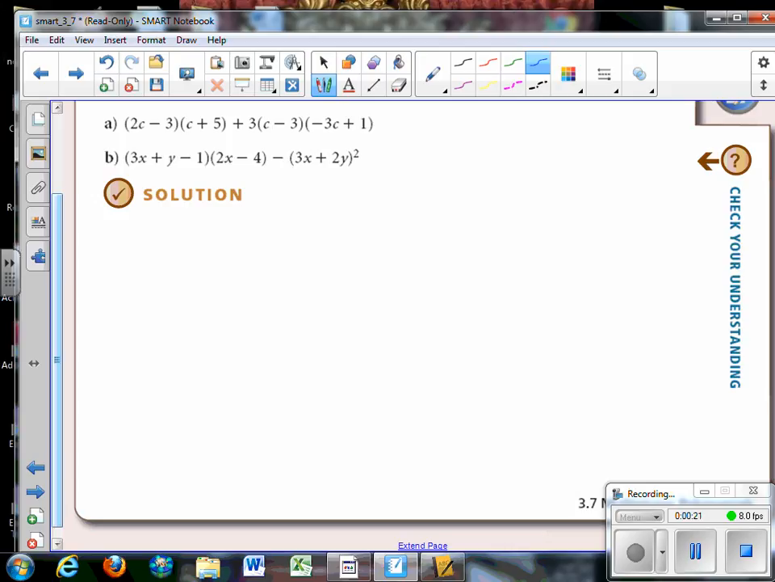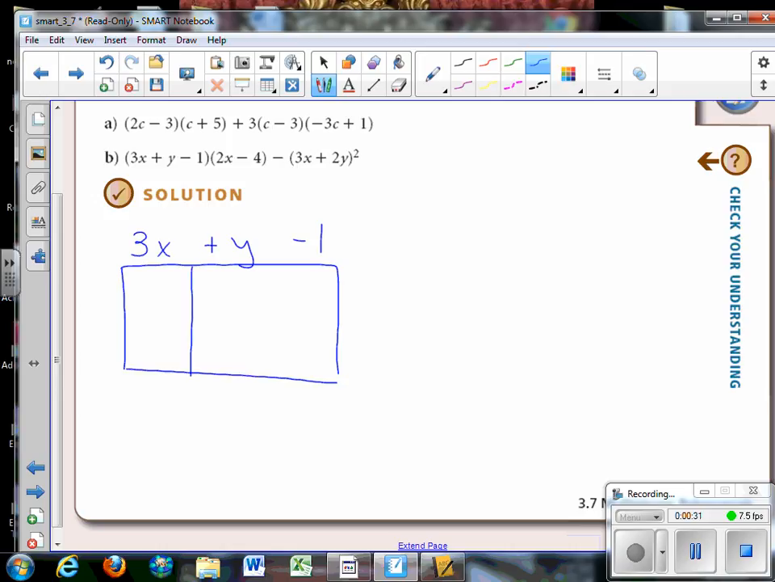So if we start off with the first part, we'll get 3x plus y minus 1, and I'm going to set this up using the box visual, and then 2x minus 4. So if we fill in the boxes, we get 6x squared, 2xy minus 2x, and then negative 12x minus 4y plus 4.